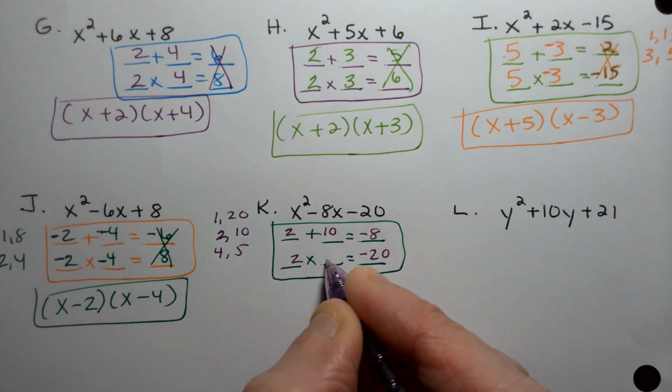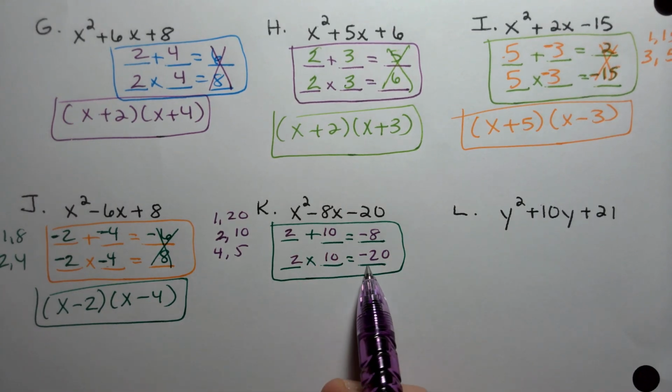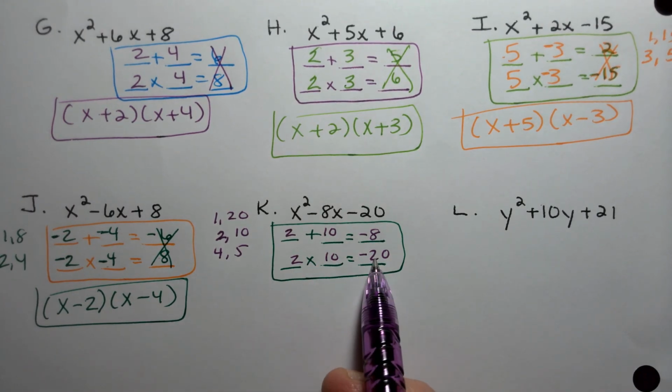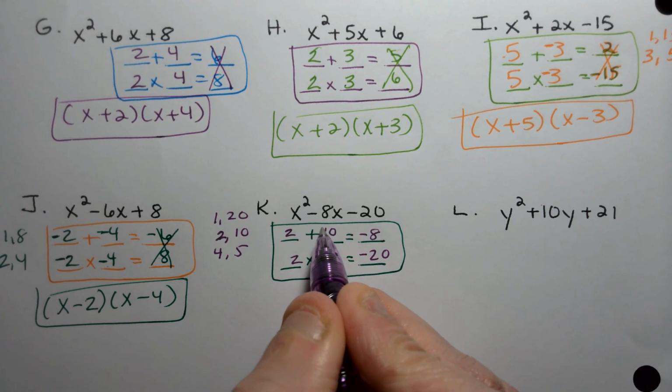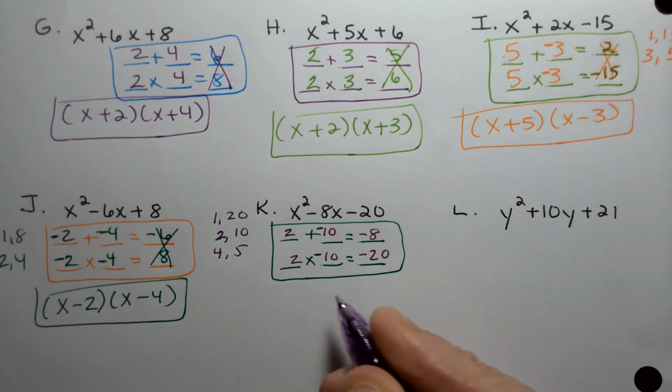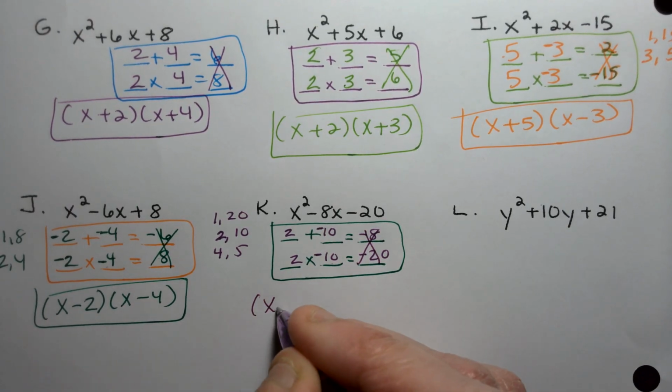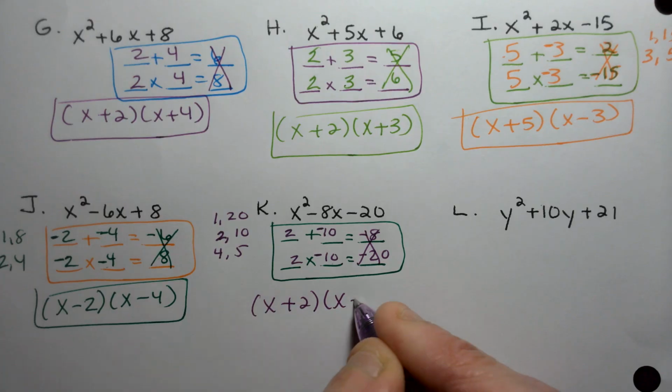So let's see what we can do here. 2 and 10. I've got to get a negative. So in order to multiply and get a negative, one of the two has to be negative. So which one would it be in order to get a negative 8 up here? That's right, that one. x plus 2 and then x minus 10.